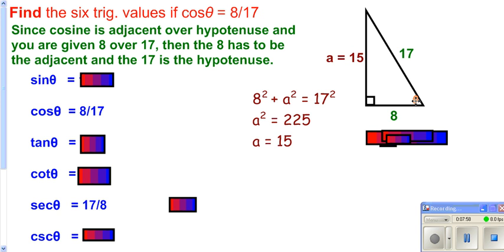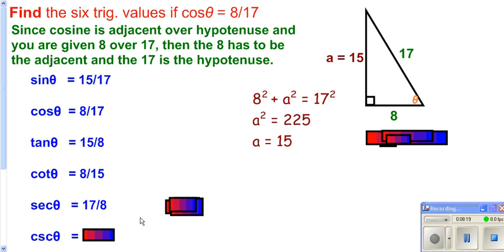You now want to do the sine. Opposite of 15 over adjacent of 17. Do your tangent. Opposite of 15 over your adjacent of 8. Well, the other two are just the reciprocals. Cotangent's the reciprocal of your tangent, so you have to flip that upside down. Cosecant's the reciprocal of your sine, so you have to flip that upside down.